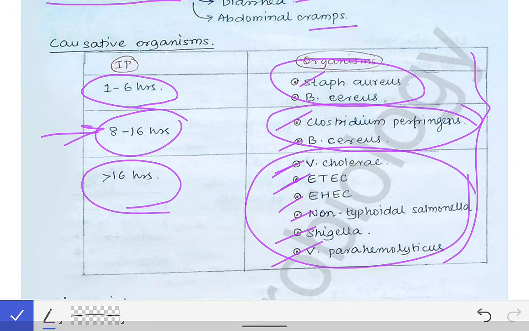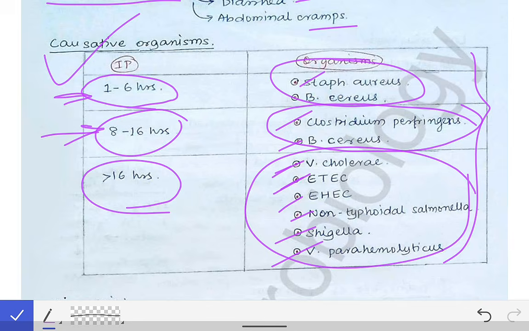So based on the clinical scenario, based on the time gap from eating the food till the presentation of the symptoms, you have to answer the causative organism. But suppose they did not mention the time gap. Then what will you do? You have to just make a table like this.